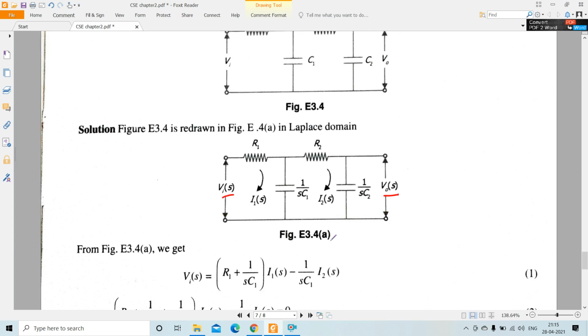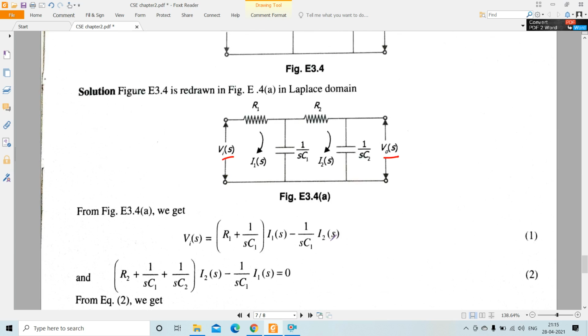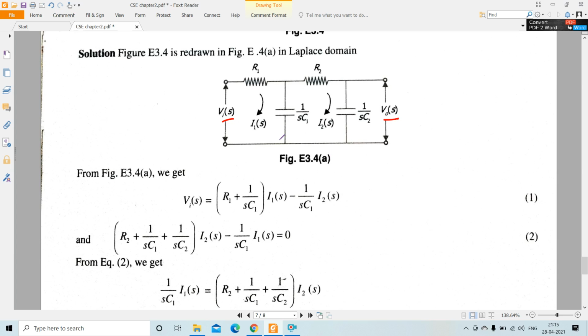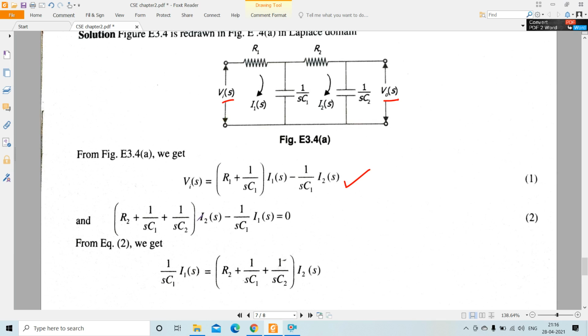By applying KVL, here our Vi(s) is equal to R1 plus 1/sC1 into I1(s) minus 1/sC1 into I2(s). This is our first equation. And the second equation is R2 plus 1/sC1 plus 1/sC2 into I2(s) minus 1/sC1 into I1(s) is equal to 0. This is the second equation.